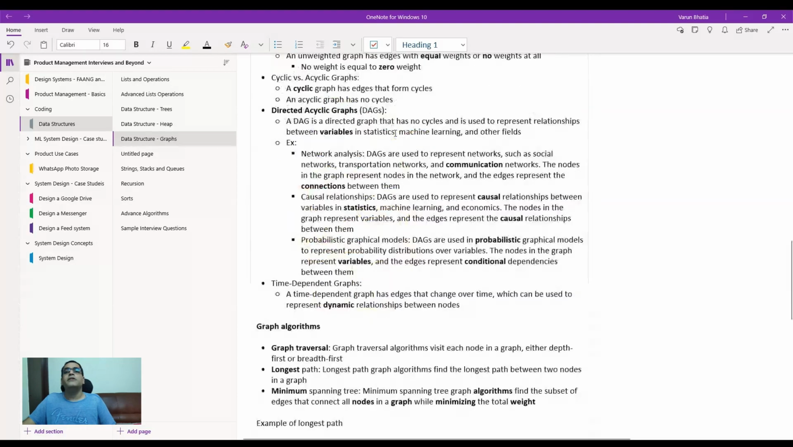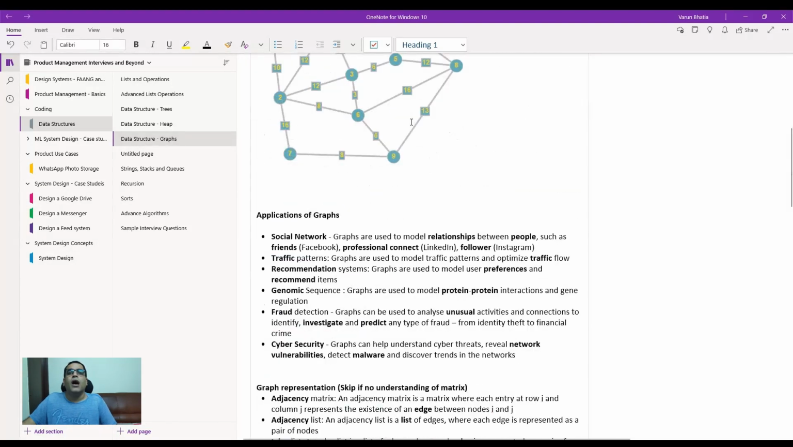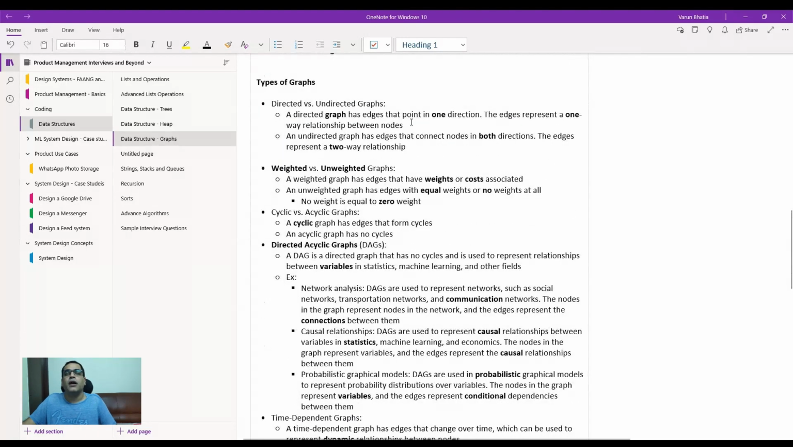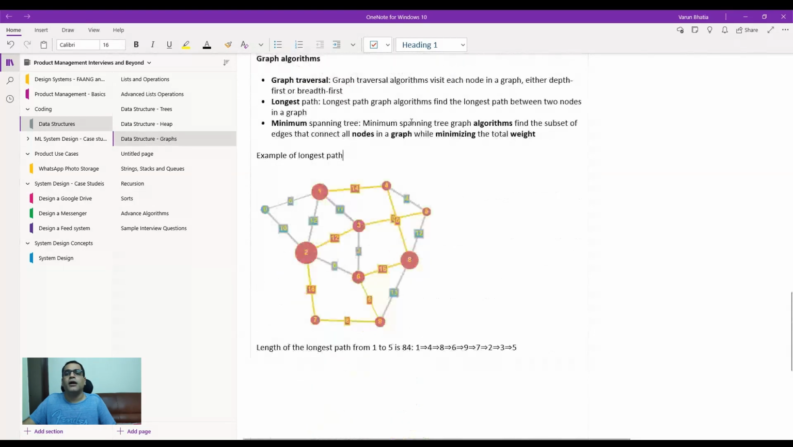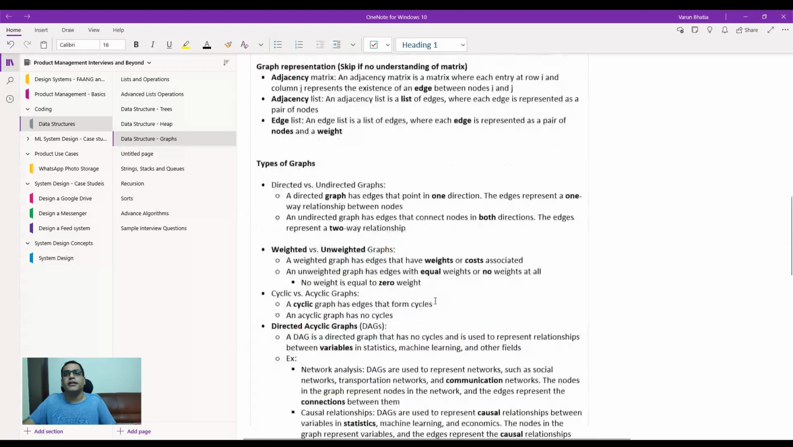So I hope this video gave you a good idea of graphs. I might do another video on the implementation part, which is using certain graph structures and understanding the implementation of those graph algorithms and graph structures in Python. But do leave a comment if you have specific requests on these data structures related to graphs.